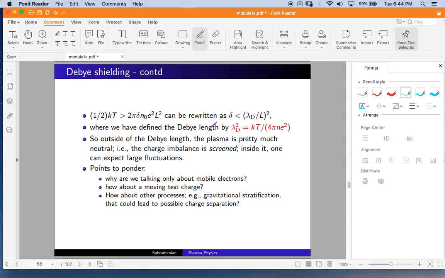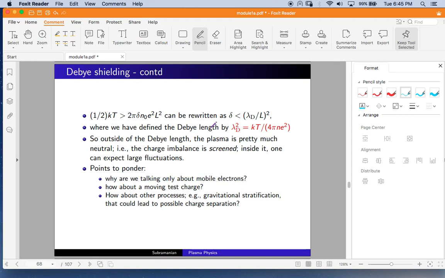Now there are some points to think about. Why are we only talking about mobile electrons? Well, this we have discussed. Electrons have very little inertia, therefore the electrons are the ones we hold responsible for moving around and preserving charge neutrality. In this case, we have considered only the electrostatic approximation, remember. That's why we are writing divergence of E is equal to charge density divided by epsilon naught. How about a moving test charge?